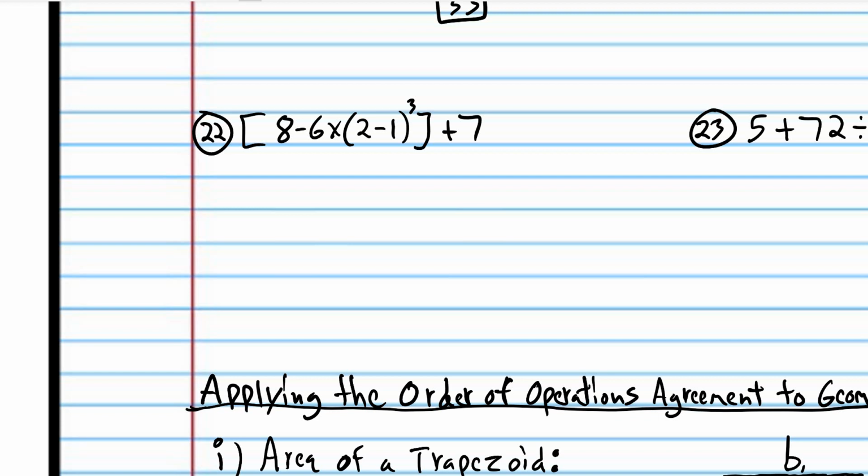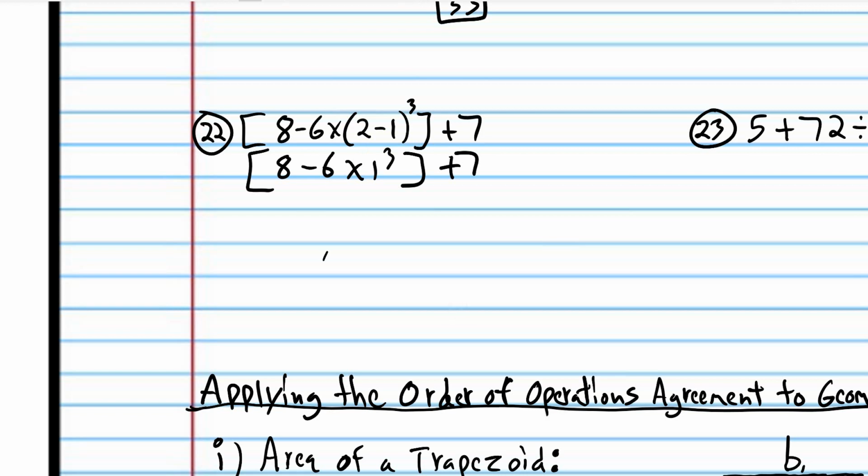So do the brackets first. So we're going to do all this stuff first. And inside the brackets, we're going to follow order of operations. So parentheses first, 2 minus 1 is 1. And keep your brackets. We don't get rid of the brackets until we're done with all the operations inside the brackets. But we're done with the operations in the parentheses, so we get rid of those parentheses.